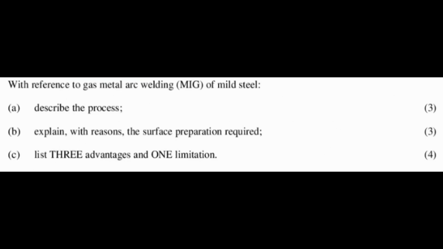With reference to gas metal arc welding, MIG, of mild steel. A. Describe the process. B. Explain, with reasons, the surface preparation required. C. List 3 advantages and 1 limitation.